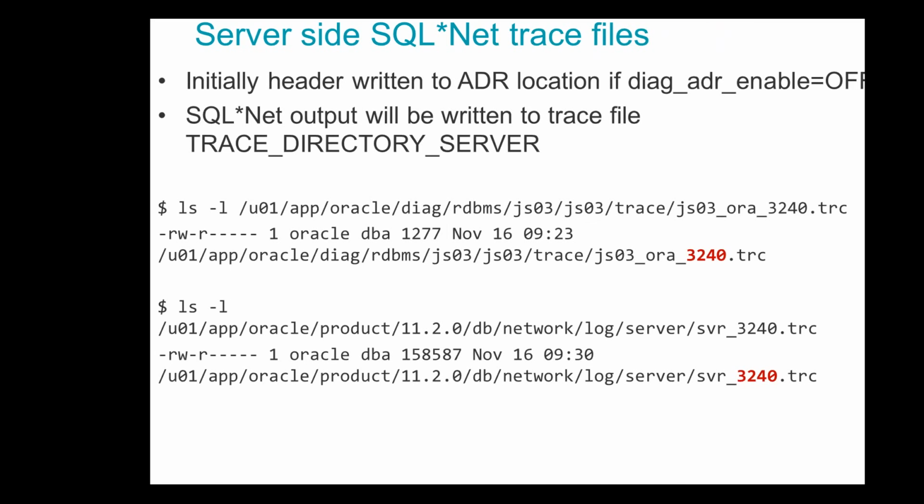So here's that header file I mentioned. Even if diag ADR enable is set off, we see that it writes a file to not only the old trace directory, but also the ADR directory. So we see a file in the ADR trace directory, which is just header information. Really don't know why that's created.